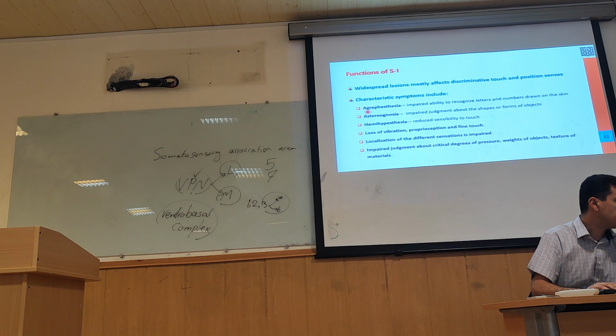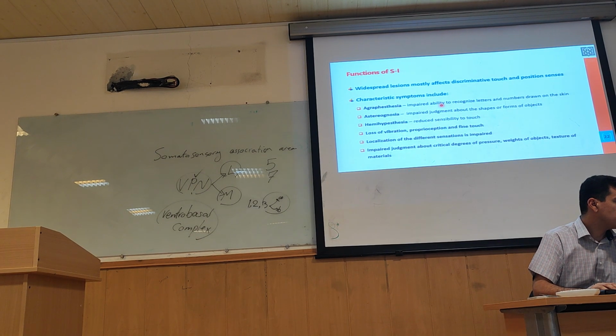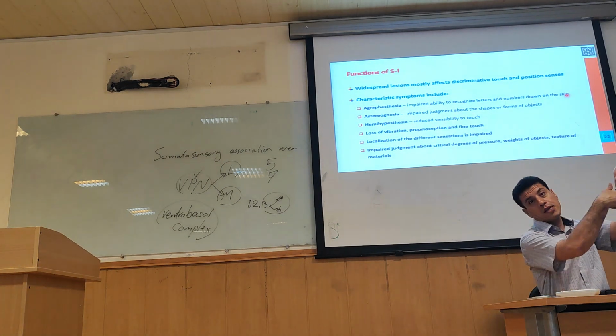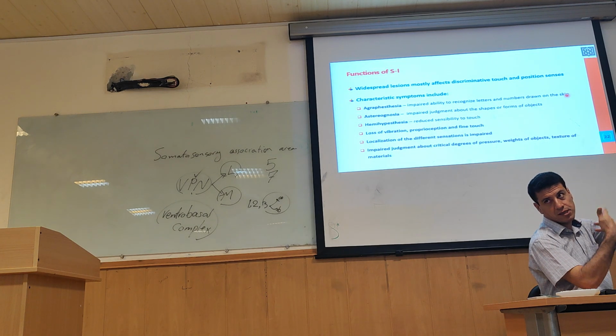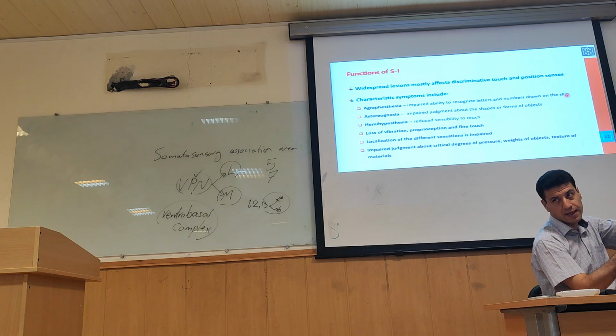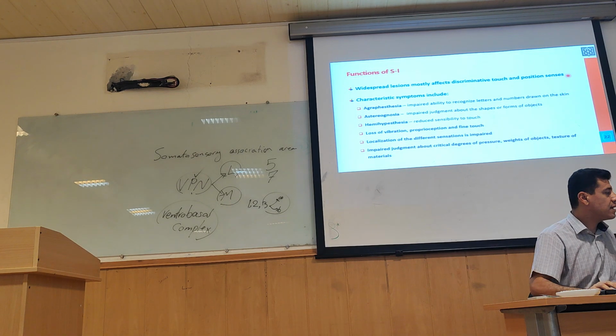The first one is called agraphesthesia. The patient is not able to recognize letters and numbers drawn on the skin. For example, you write the letter A on the skin, and the patient is not able to recognize it. So, agraphesthesia.